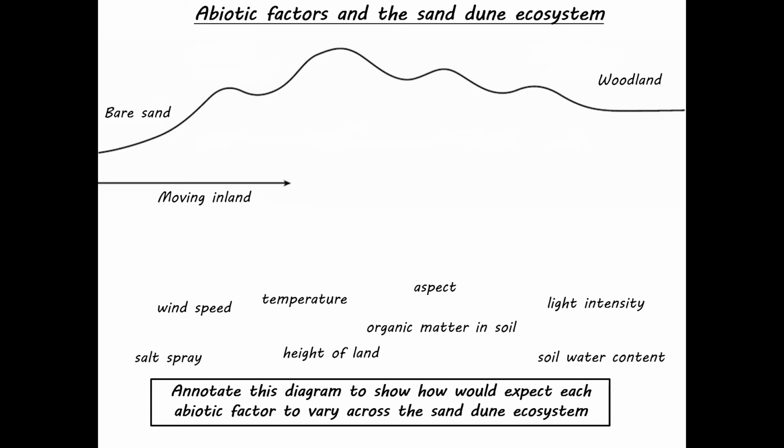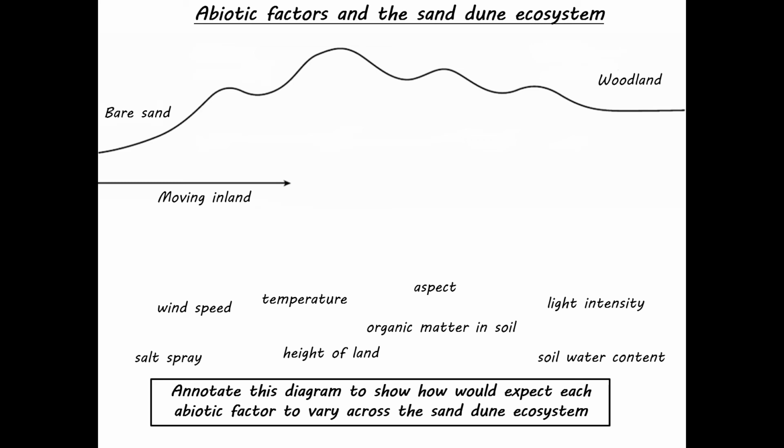Okay, so what I would like you to do is to copy this diagram down and then, either from your own knowledge or a little bit of research, could you say how each of these different abiotic factors would change as you walk inland from the bare sand of the ecosystem to the woodland? And then join me back and I'll recap them.